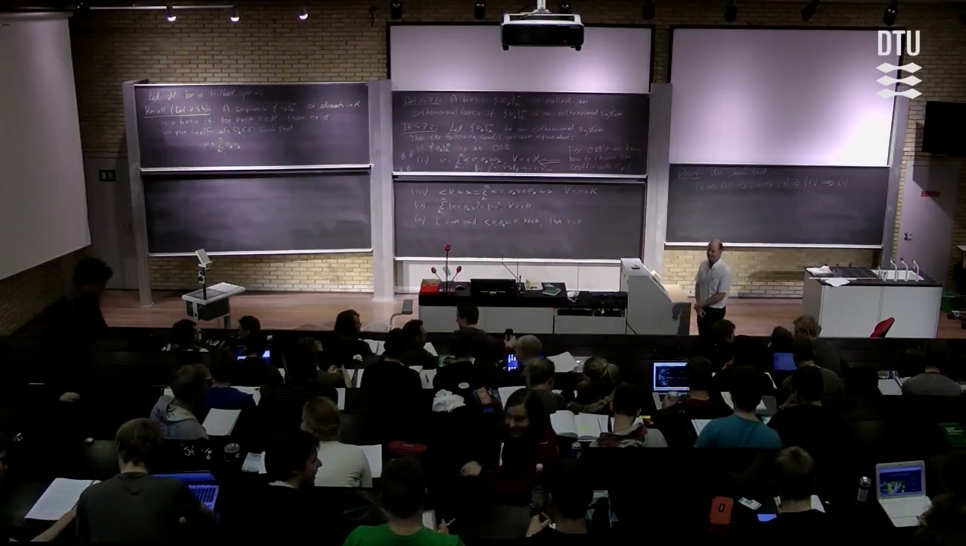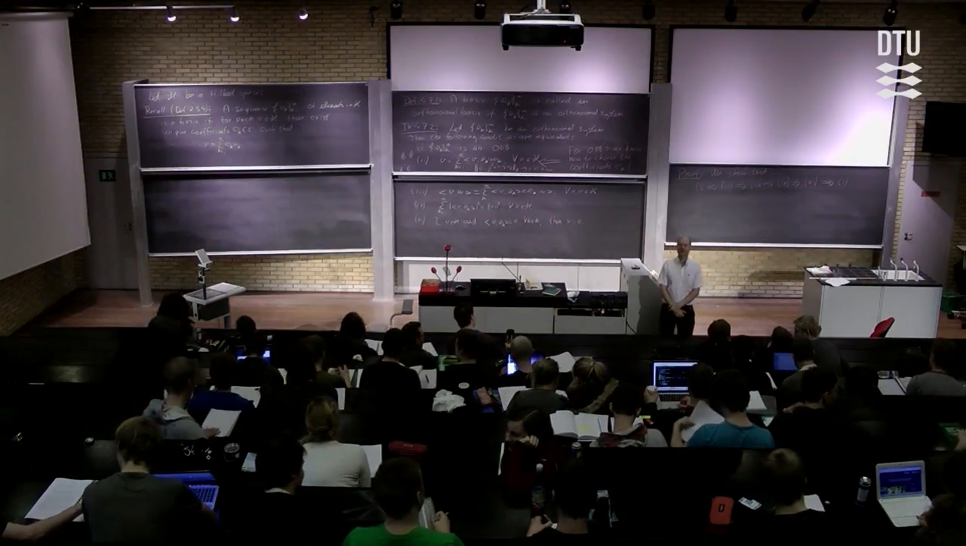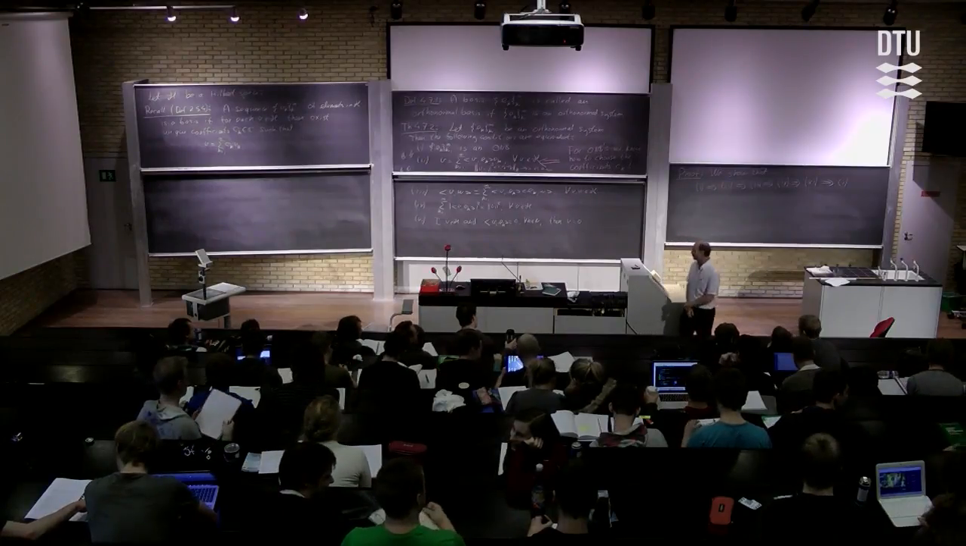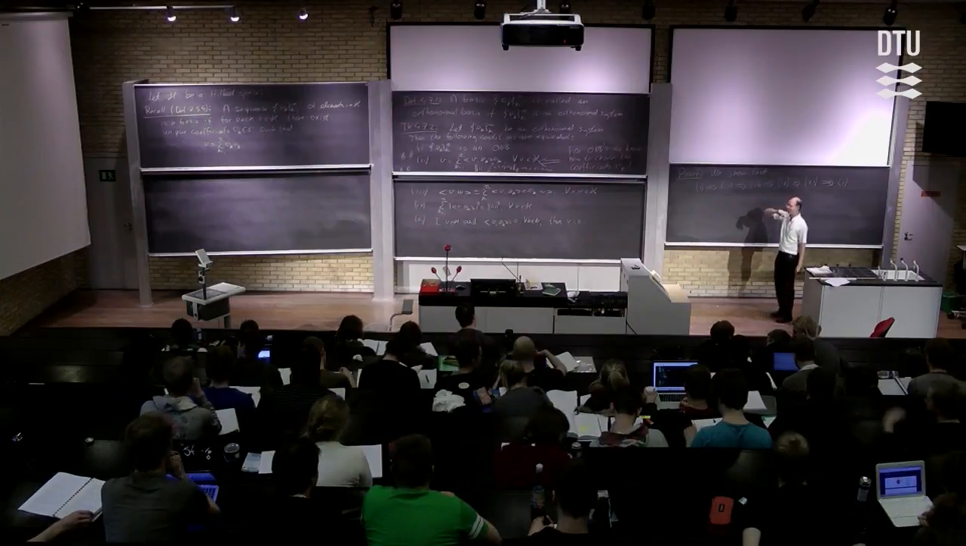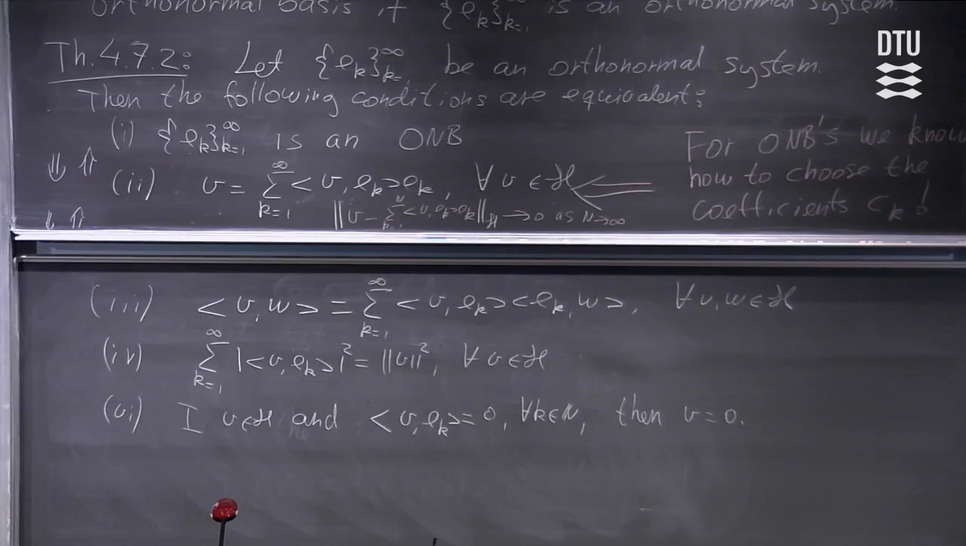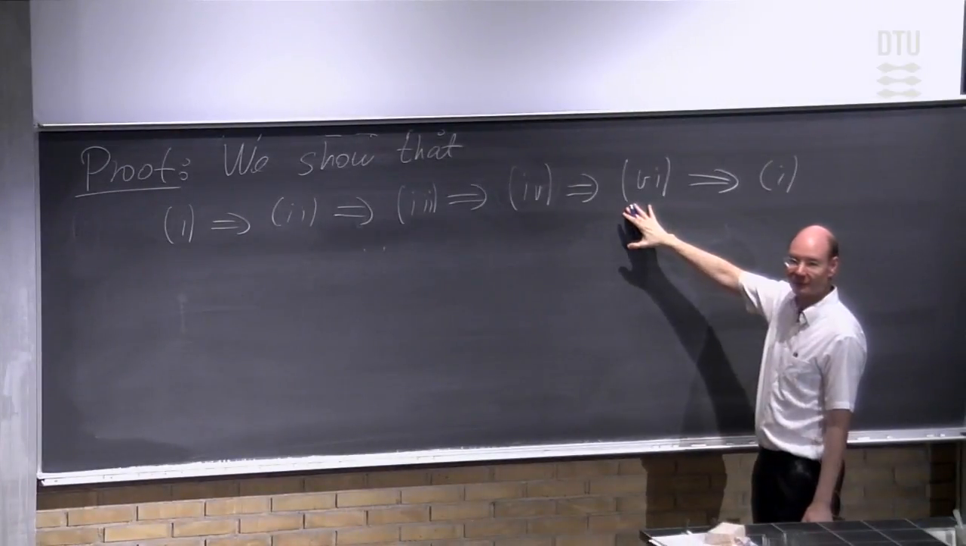Let us start again. So what we have to do now is to conclude our proof. Our plan was to prove that all the conditions in the theorem are equivalent, and we would like to do it like this. We did most of the implications. The only one that is missing is from 6 to 1.